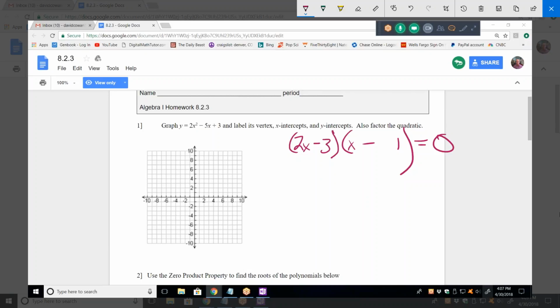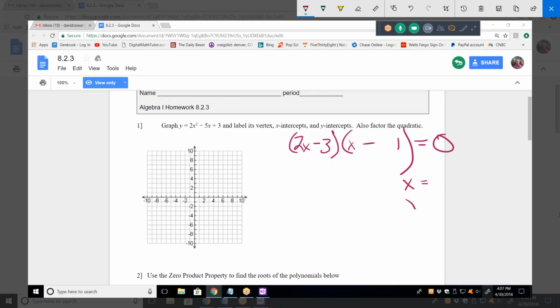In other words, we know that the x-intercepts occur when y equals 0, correct? Yes. So all I've done here is set y equal to 0. That's what the 0 is on the other side. That's what y was. When y is equal to 0, my x-intercepts have a y coordinate of 0. So I set y equal to 0 and solve this. What do I get for the x-intercepts?